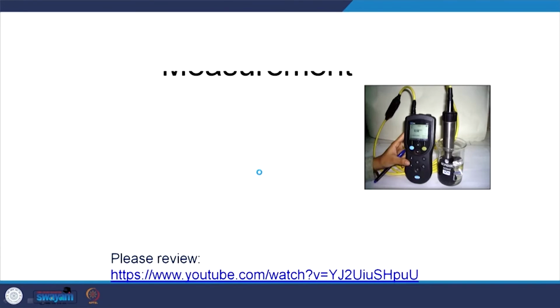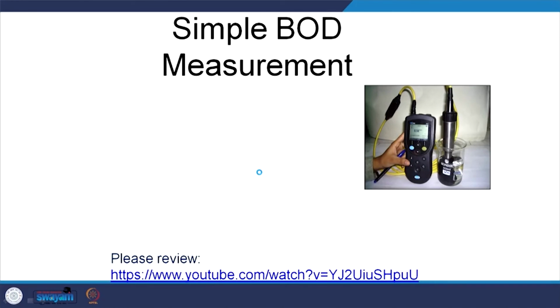How do we look at the BOD and such, or how do we measure it? There are simple ways, but I am out of time.